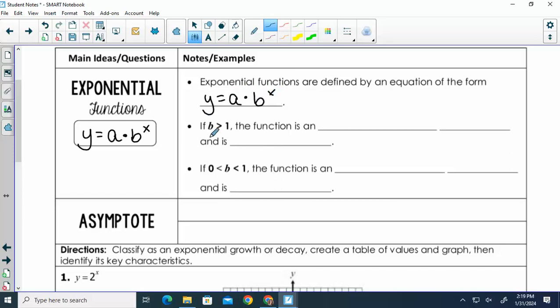All right. As it turns out, if that b is a number bigger than 1, so 2 to the x, 3 to the x, 4 to the x, then that is what we call exponential growth.